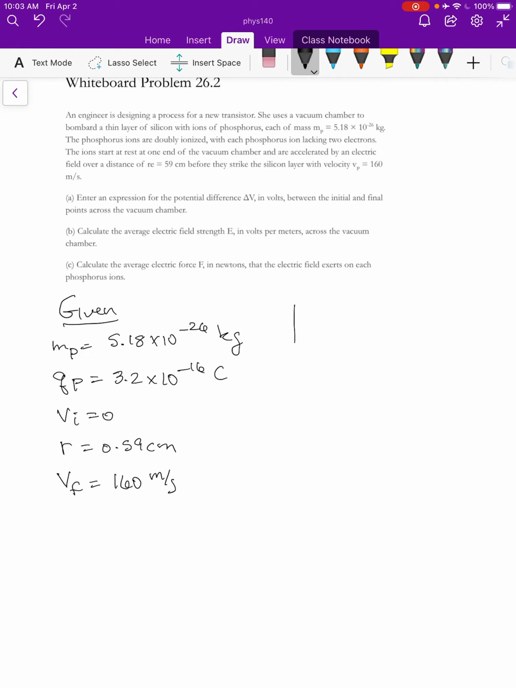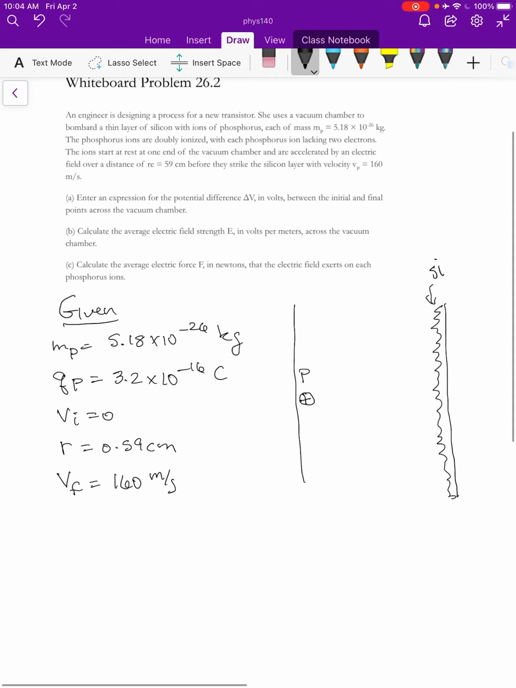So we want to think about this chamber. I'm just going to draw it as 2 parallel lines. And here is the silicon surface. Okay, and then on the other side of the chamber, we're going to start with our positively charged phosphorus atoms, and they're going to be accelerated, right, to hit the silicon layer.